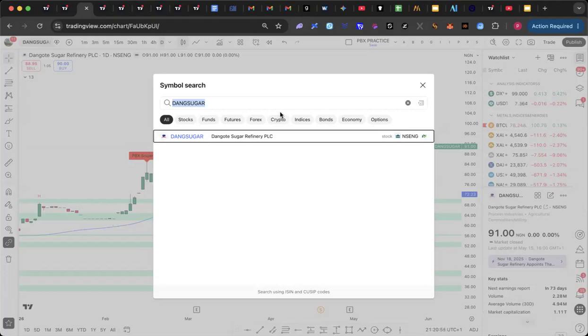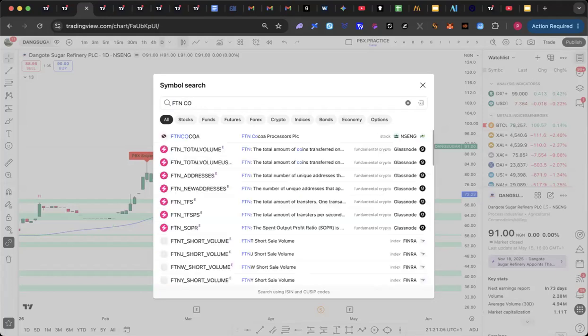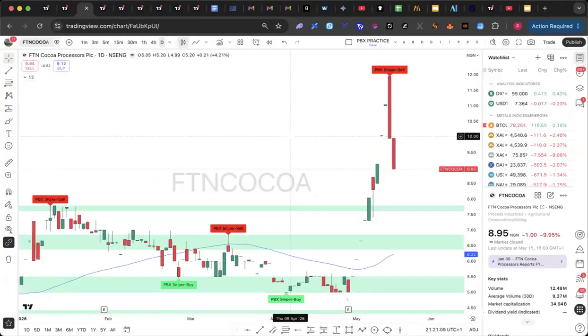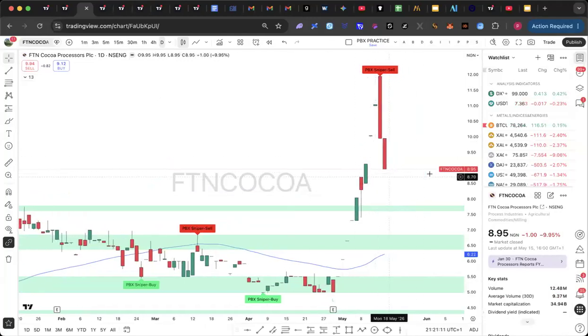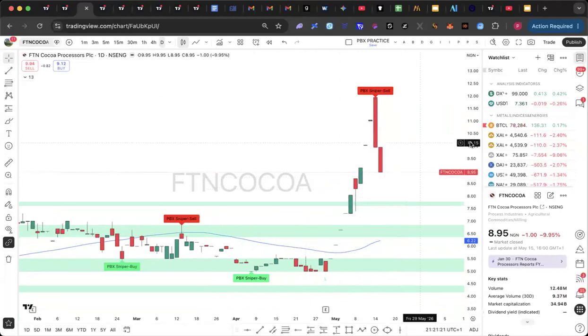Okay, so I talked about Dangote Sugar. There's this FTN Cocoa. Some of those stocks that had crazy losses before are about to pick up. You can take note of FTN Cocoa. It probably may go back to 7 naira, so you can buy from 7 naira. So take note of that.